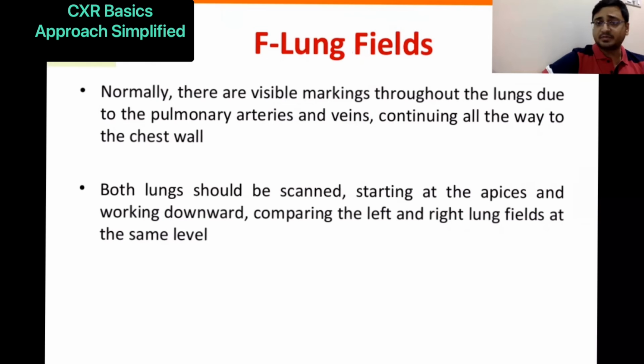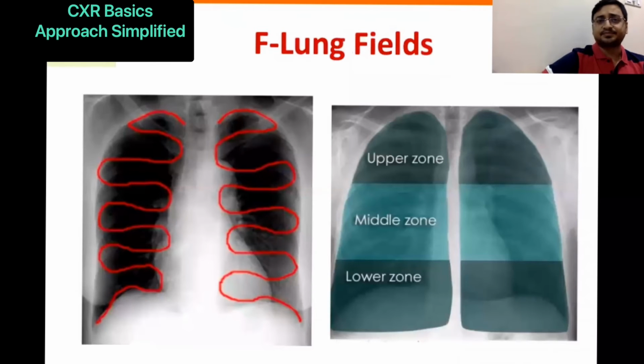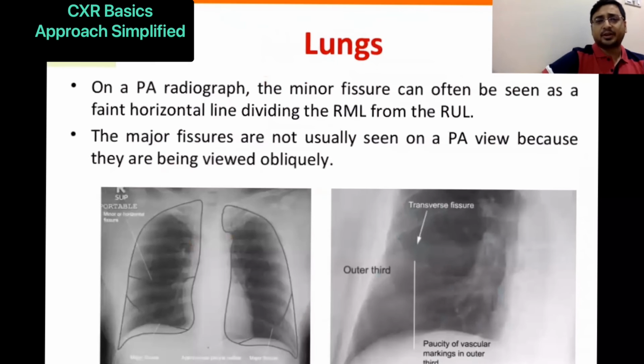Normally there are visible markings throughout the lung parenchyma, the pulmonary arteries and veins, continuing all the way to the chest wall. Both lungs should be scanned properly, starting at the apices and working downwards, comparing the left and right lung fields at the same level. So these are the lung fields. We can divide them into three zones: upper zone, middle zone, and lower zone. And on a PA radiograph, the minor fissure can sometimes be seen. However, it is very difficult to find unless the patient is in heart failure, most of the time.